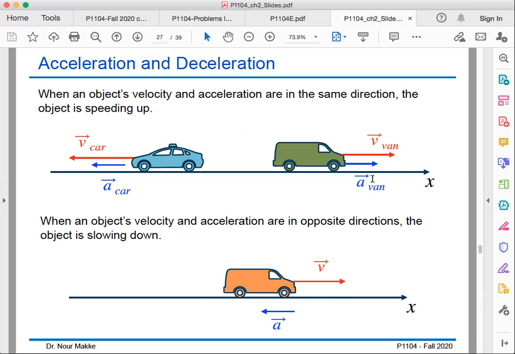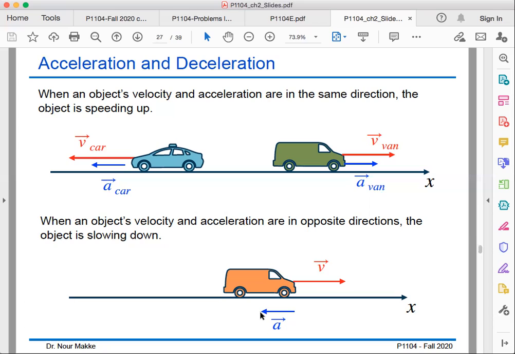Now, when an object's velocity and acceleration are in opposite directions, then this means that the object is slowing down, as we can see here clearly in this example. So this van as well is moving in one direction, and this is its velocity vector. However, its acceleration is in the opposite direction with respect to the velocity. In this case, that means the velocity is decreasing as a function of time, because the acceleration vector is opposing v, and it means that the object is decelerating or slowing down.